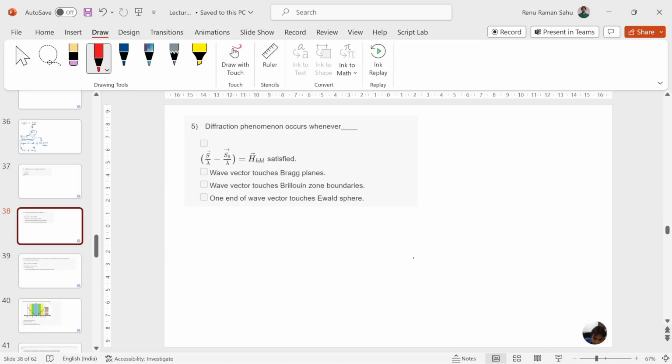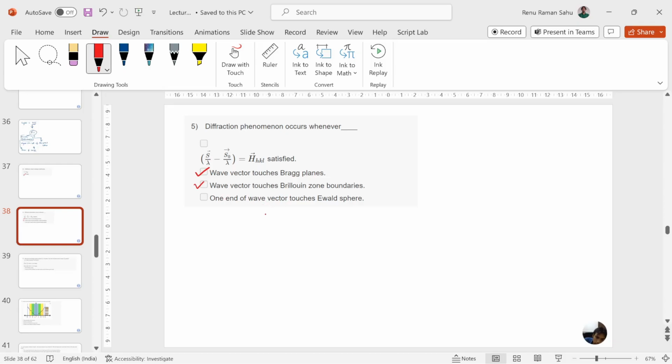What about this? Diffraction phenomenon occurs when S by lambda minus S naught by lambda is equal to HKL, whenever the wave vector touches the Bragg plane. That is correct. And the wave vector touching the Brillouin zone boundaries is the same as the Bragg planes. One end of the wave vector touches the Ewald sphere.